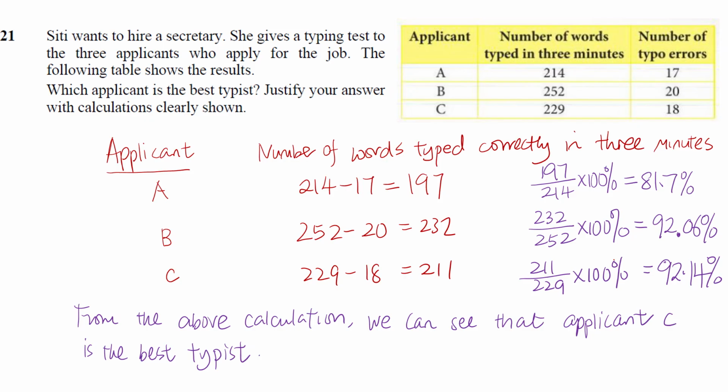Okay, because she has the highest percentage of accuracy. So we don't have to worry about this 3 minutes, 5 minutes, or 6 minutes. You just compare how accurate they are in terms of their typing, convert it to a percentage, and then you compare the percentages.